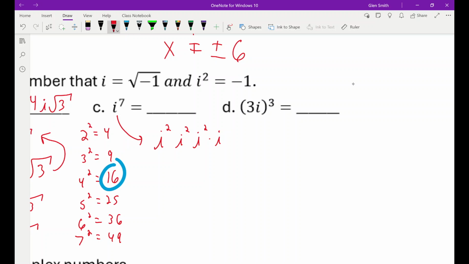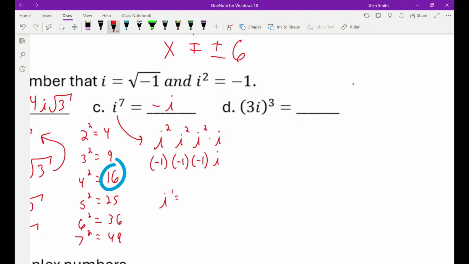I'll show you another way to do this too if you want. But i squared, the whole point of i squared is that it's a negative 1. So this is really just a negative 1. This is really just a negative 1. This is just a negative 1. And that's an i. And now we can simplify this down. Negative 1 times negative 1 times negative 1 is negative 1. And that's times this i. So this just equals negative i.